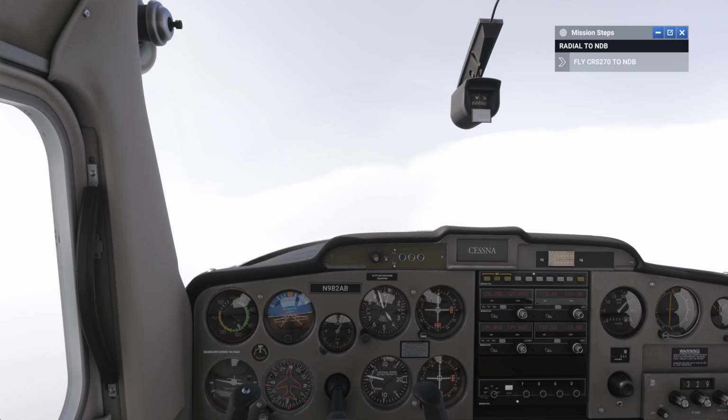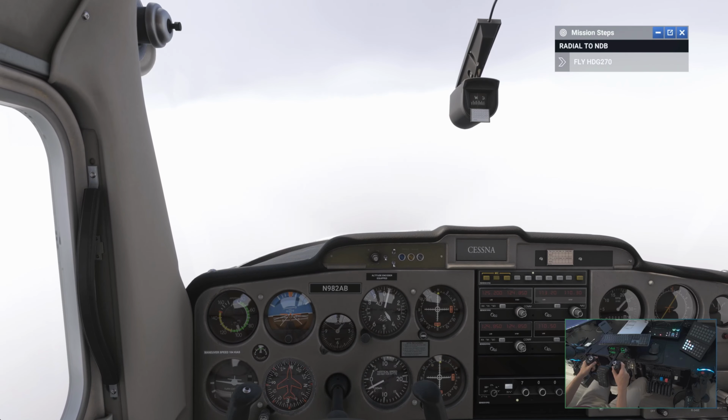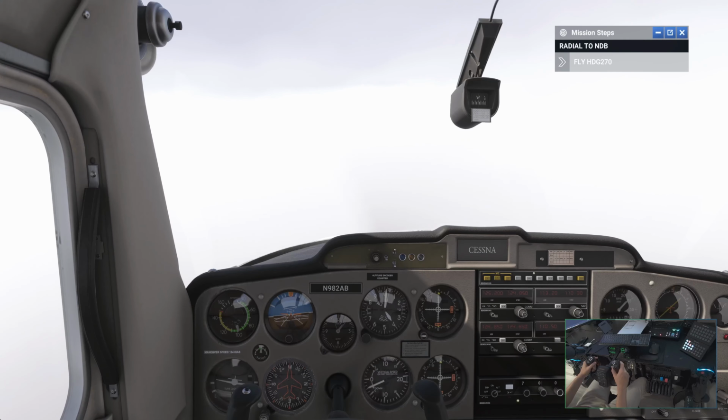An NDB does not have a cone of confusion. Passing overhead the beacon will be evidenced by the needle swinging quickly, then pointing behind you. Now that we are outbound from the NDB, the needle points behind us. As opposed to pushing the head of the needle, our nose will now pull the tail of the needle towards it. Push the head, pull the tail.